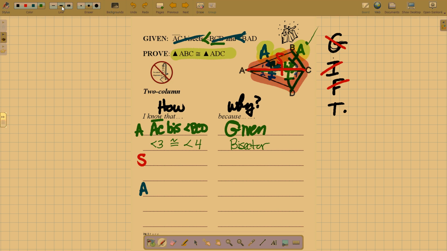Now I'm going to go for my side, and it looks a little strange when you write it down, but when something's reflexive, it's congruent to itself. So I'm going to say reflexive side, and there's my side. Let's go for our other angle here.